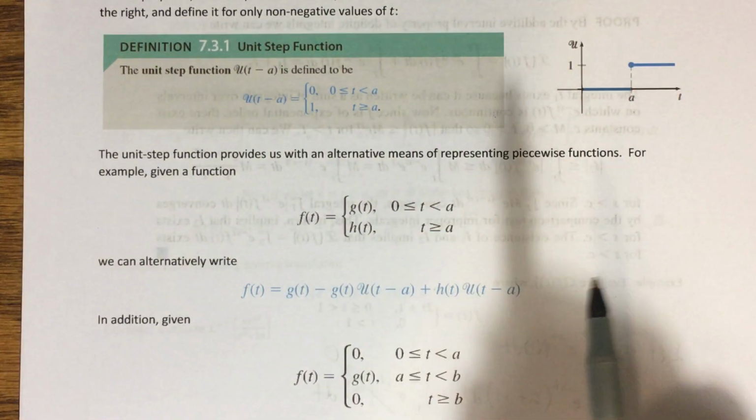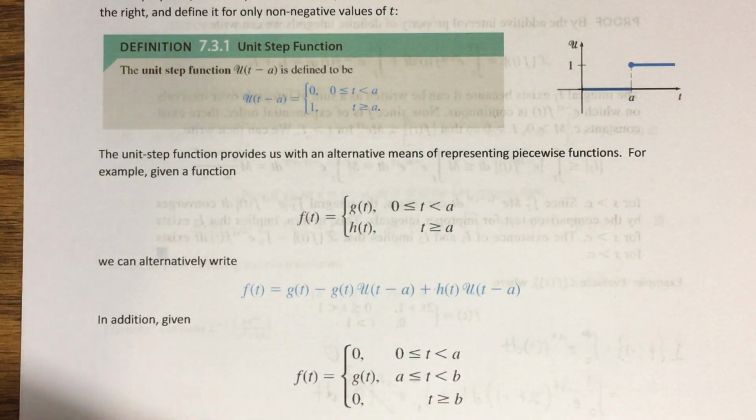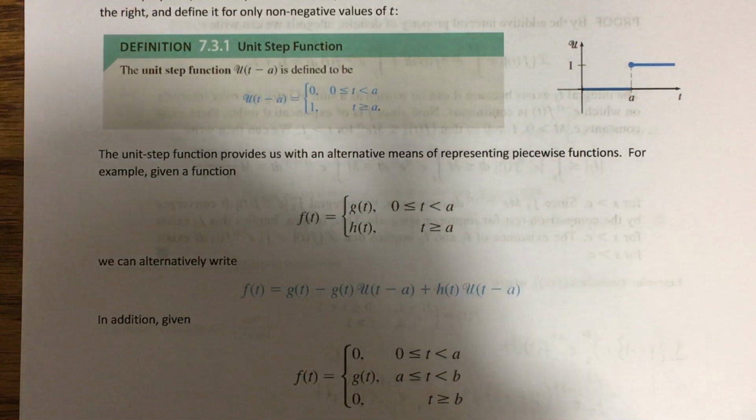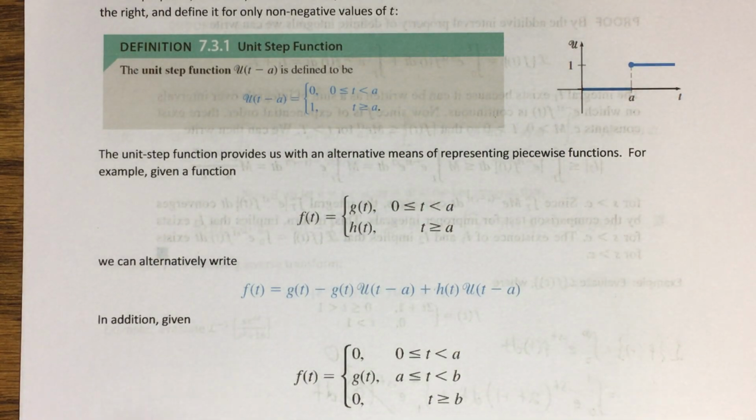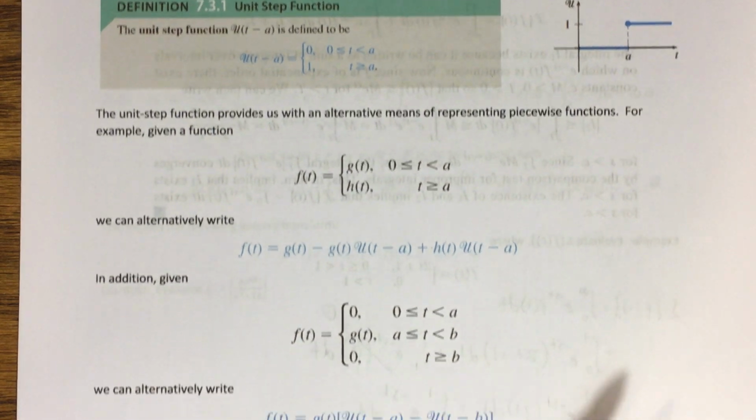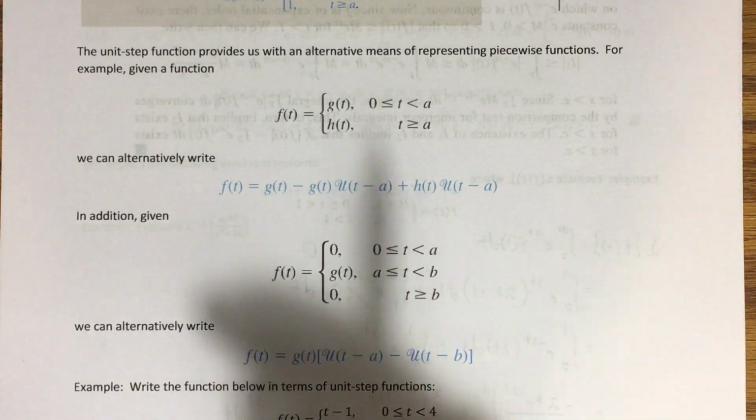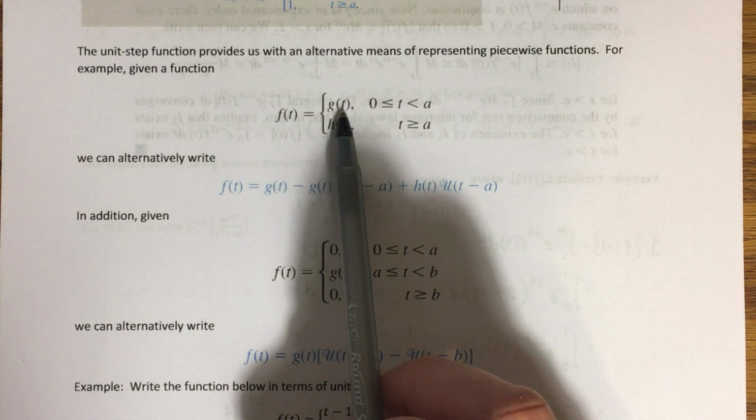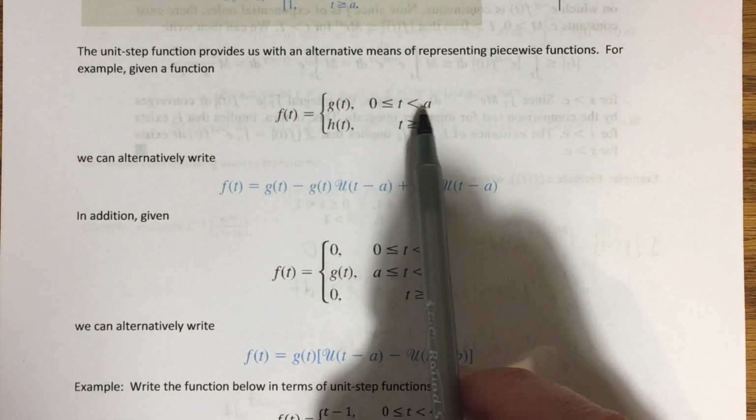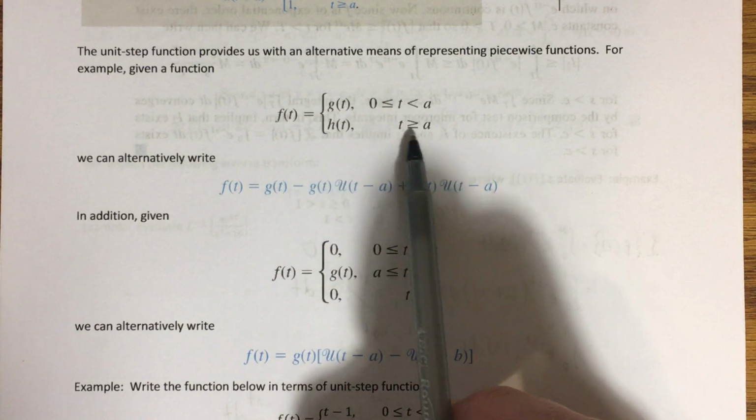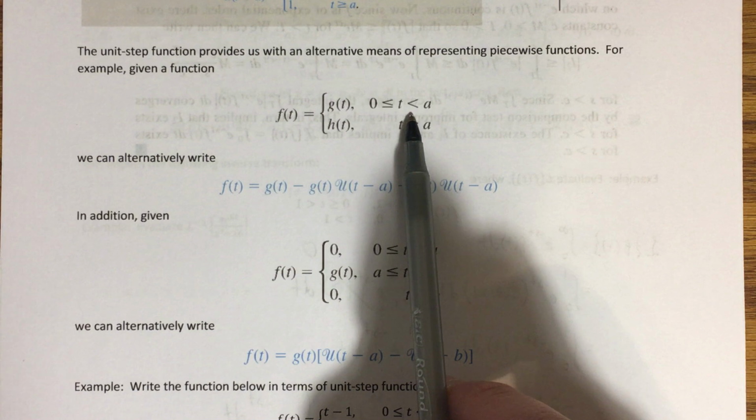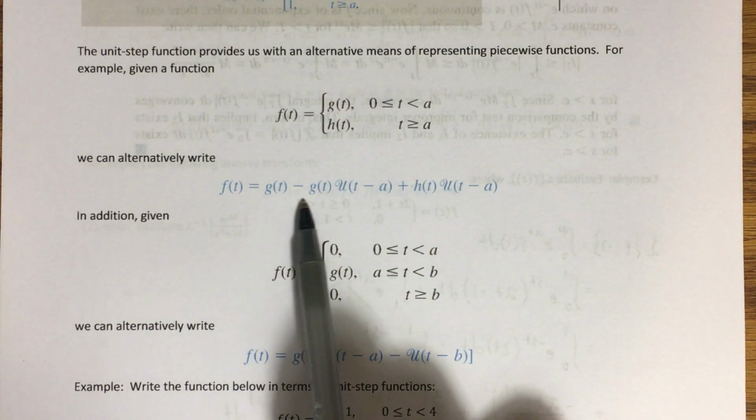Okay, now we can use, like I had said before, the unit step function to model just about any piecewise function. Basically, it gives us an alternative representation for a piecewise function. So to show you how we do that, suppose I have this piecewise function, f of t equals some function g of t when t is between 0 and a, some function h of t when t is greater than or equal to a. We can write this thing using the unit step function like this.